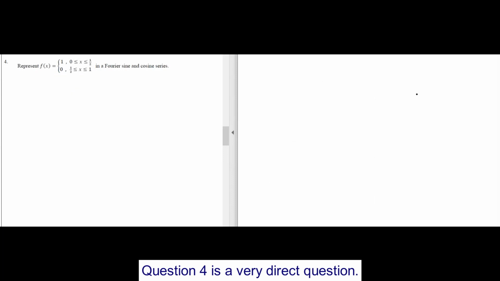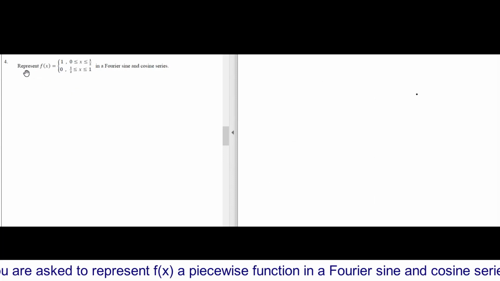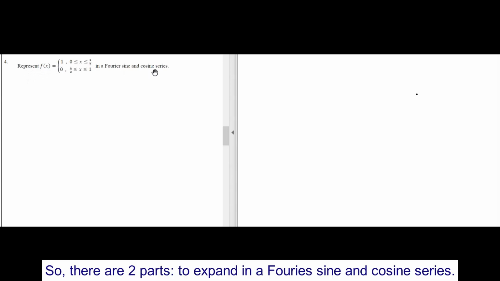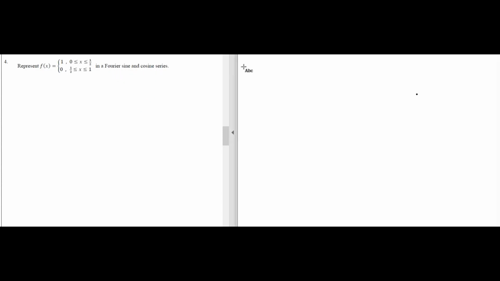Question 4 is a very direct question. You are asked to represent f(x), a piecewise function, in a Fourier sine and cosine series. So there are two parts: to expand in a Fourier sine series and a cosine series.